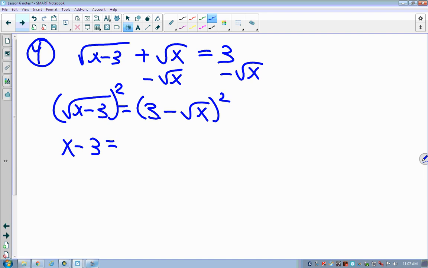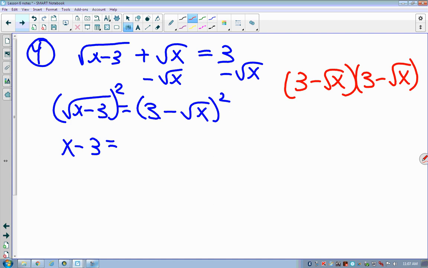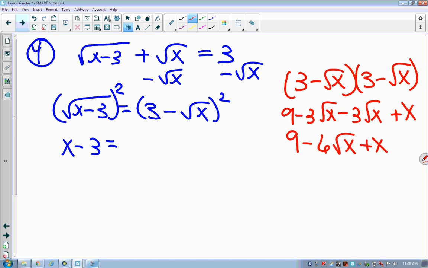You know why? What do I have to actually do with this? FOIL it. So I'm going to come over here. 3 minus radical x times 3 minus radical x. I don't get to just square each term inside. I am taking this and multiplying it by itself, which includes multiplying by radical x and the 3. So 3 times 3 is 9. I could fast forward through here, but I'm not going to. Then I would get negative 3 radical x, minus 3 radical x plus x. Do we know how we got positive x? Negative 1 times negative 1 is positive 1. Radical x times radical x is positive x. So this is giving me 9 minus 6 radical x plus x.